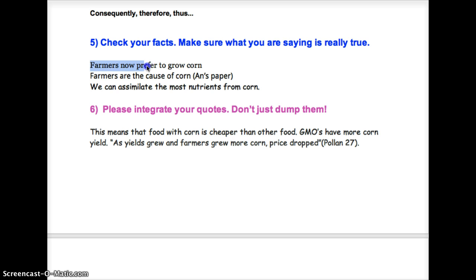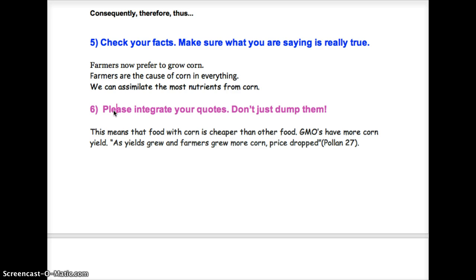For example, a few people wrote, "Farmers now prefer to grow corn." Sorry, Anne. Farmers now prefer to grow corn. Do they actually prefer to grow corn? I think they're really bullied into it and don't really have a choice. "Farmers are the cause of corn." I don't think they're actually the cause of corn, and everything. I think the cause is agribusiness and government, okay? So you don't really want to claim that they are the cause. "We can assimilate the most nutrients from corn." We definitely don't get nutrients or very many nutrients from processed corn. So just be aware of making these big sweeping statements that aren't really based in fact, okay?